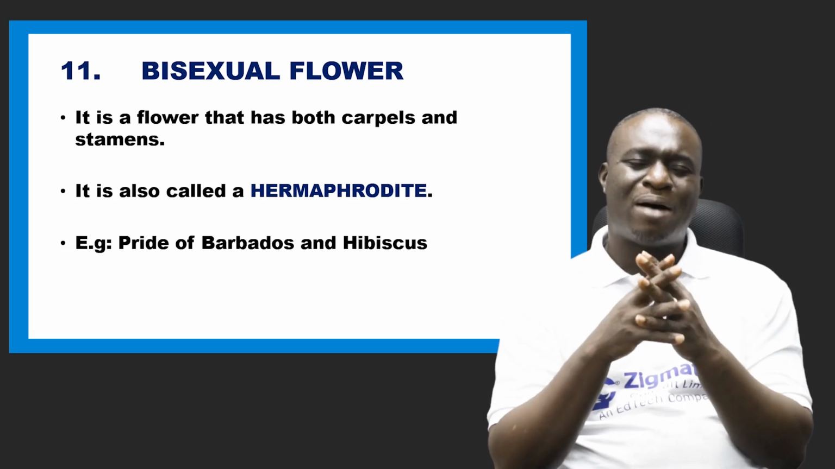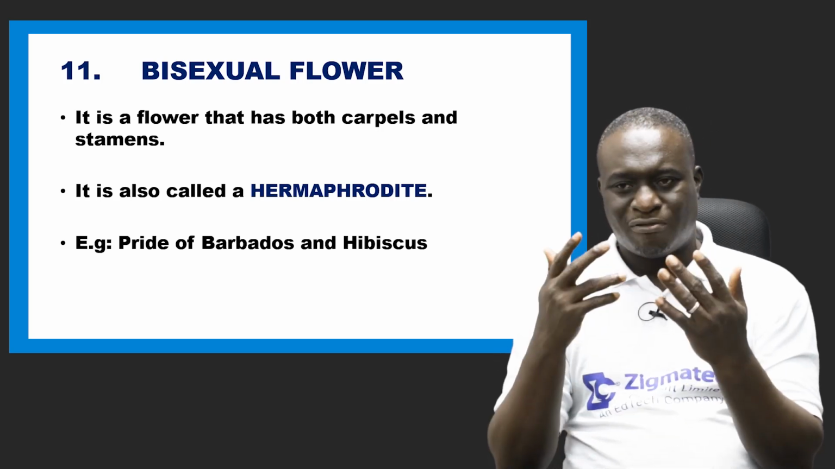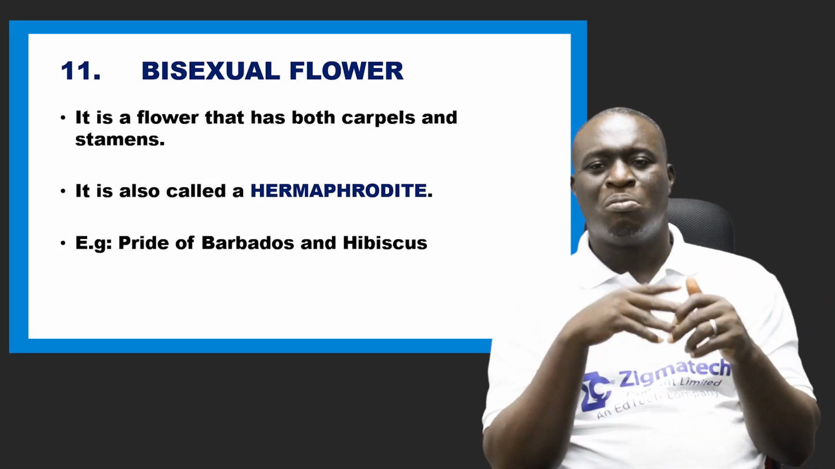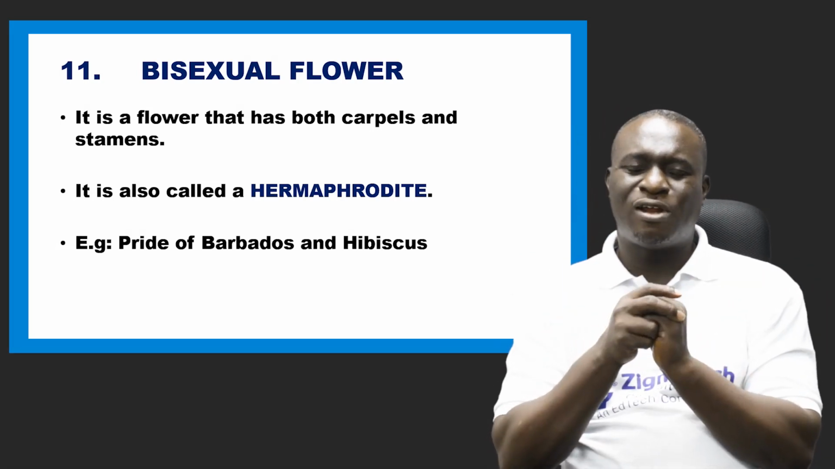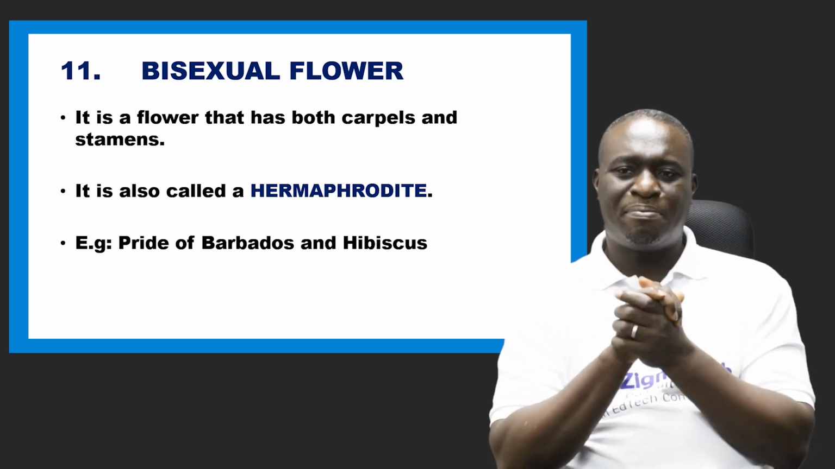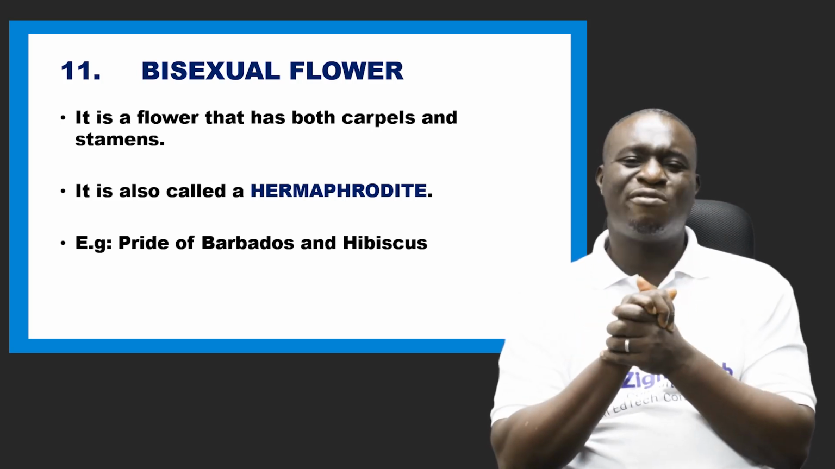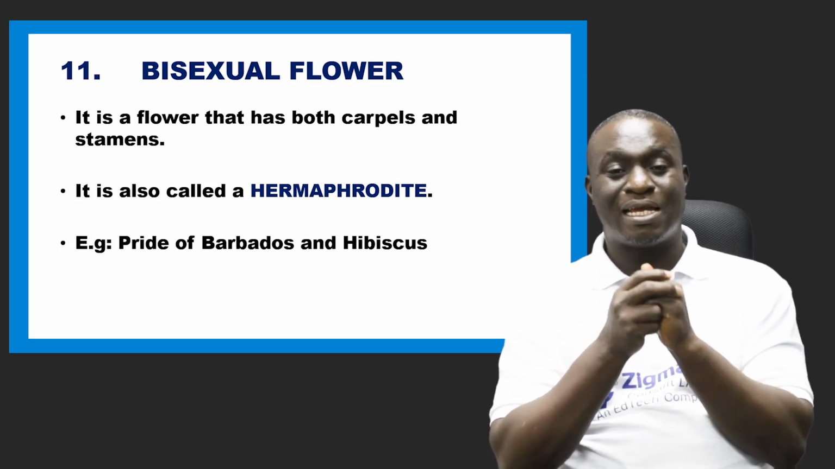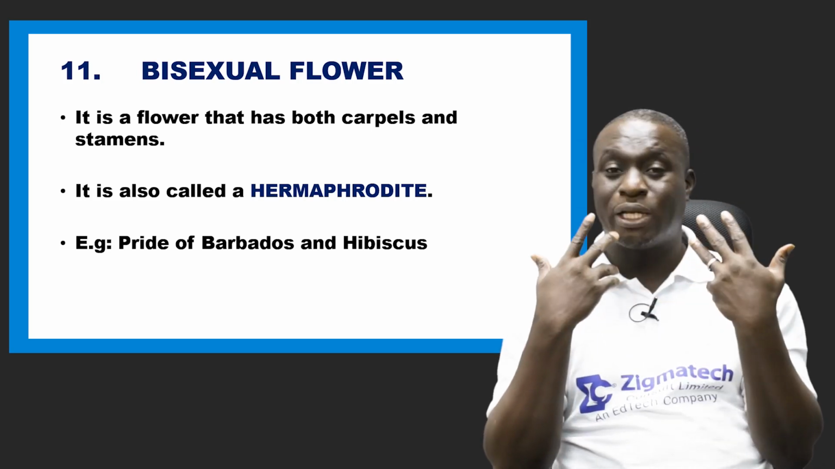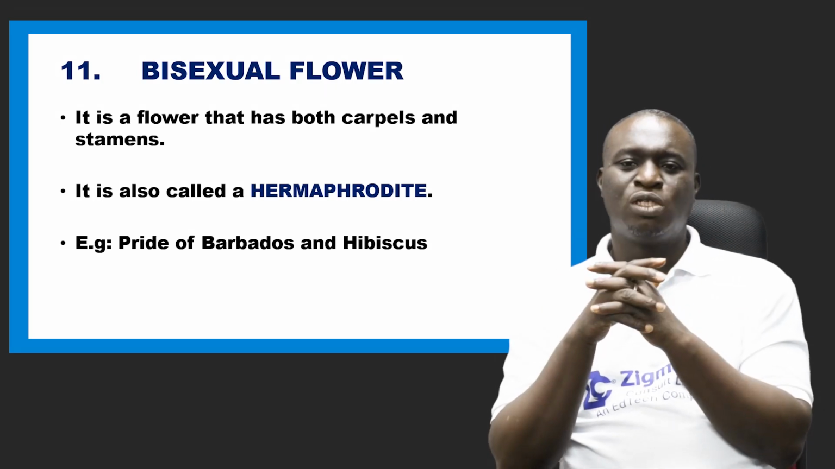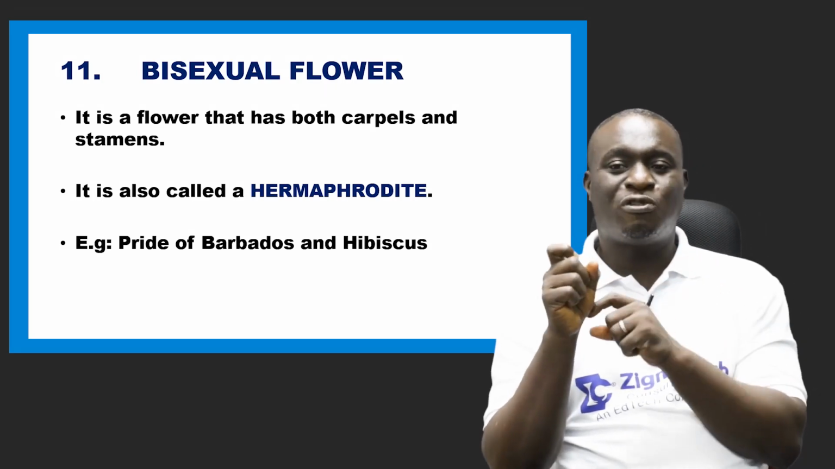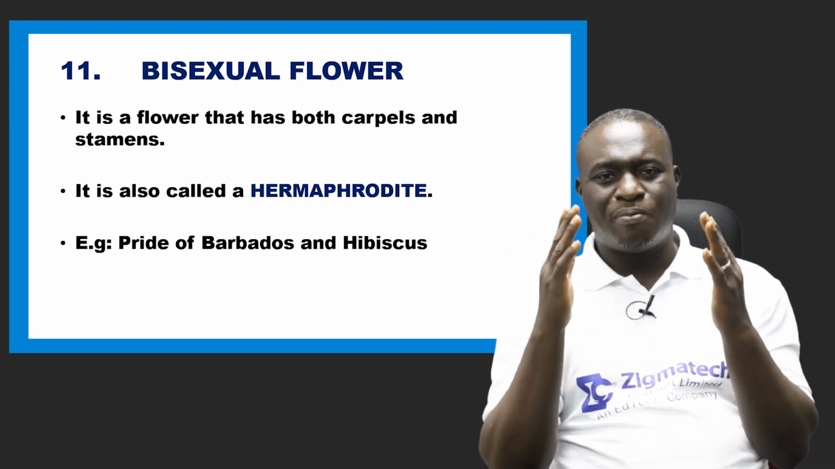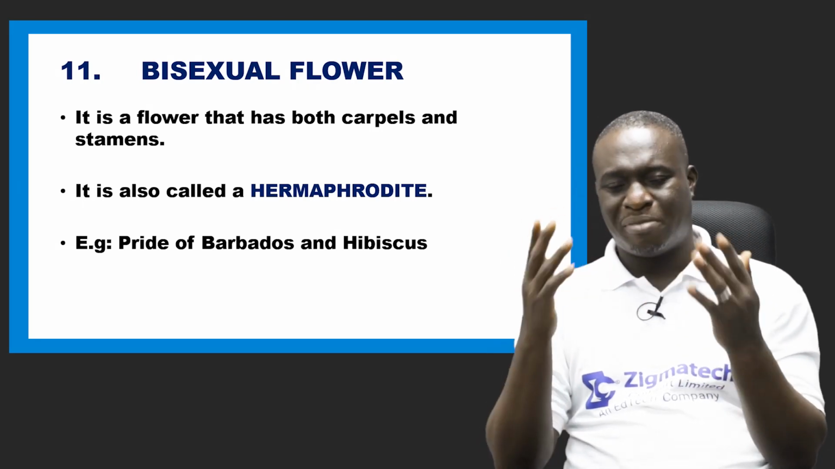We also have the bisexual flower. You could have heard me say something about bisexual and unisexual. Bisexual flowers are flowers that have both carpels and stamens. Any flower that has a carpel and a stamen is referred to as a bisexual flower. It can also be called a perfect flower. Bisexual flowers can also be called hermaphrodite. Every time you hear the word bisexual, it talks about a hermaphrodite.